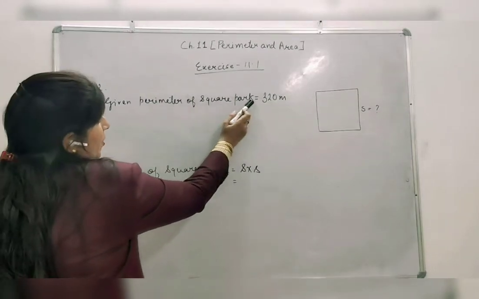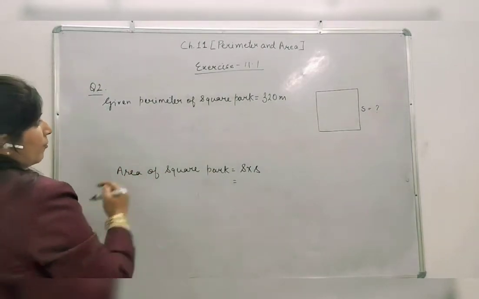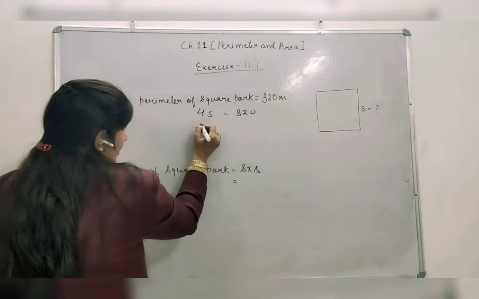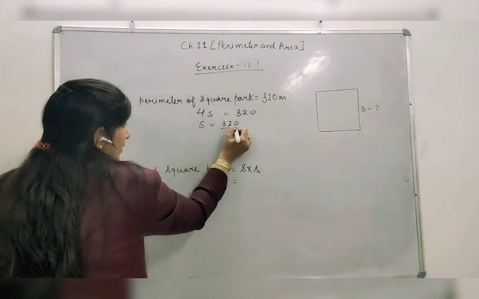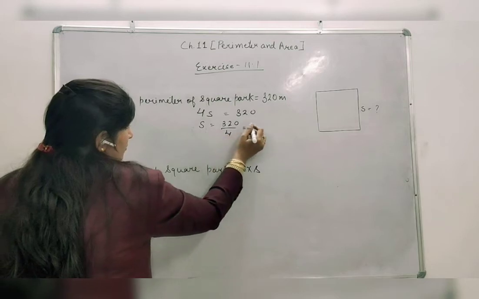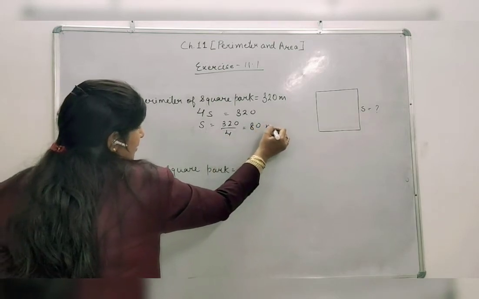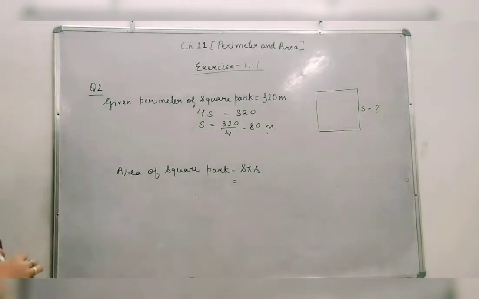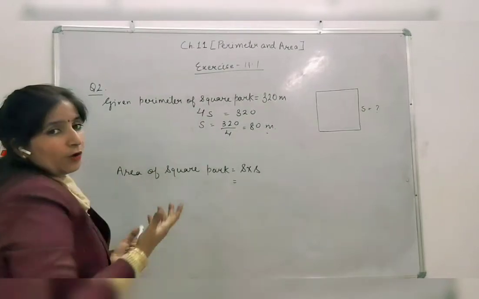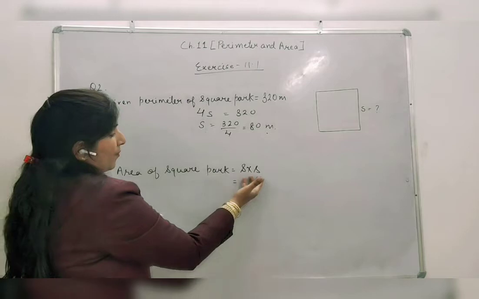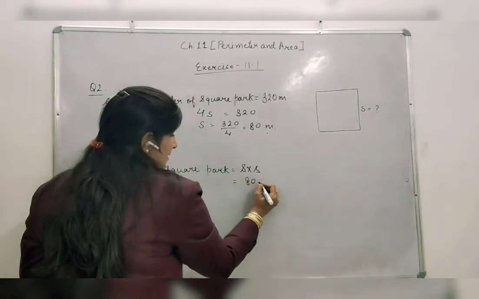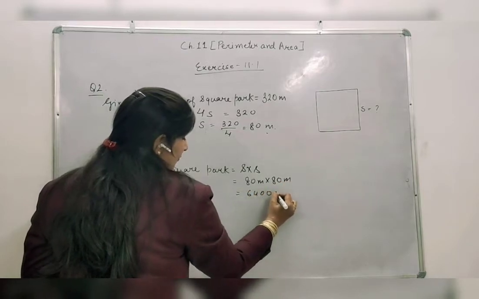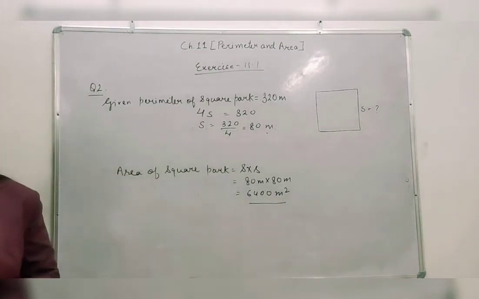So the given perimeter of the square part is 320 meter, and you know the formula for the perimeter is 4s for the square. 4s equals 320, so s equals 320 divided by 4, and 80 meter will be the side. Now we need to find out the area of the same square part. As we have the side, it becomes very easy. Simply apply the formula, side into side. So 80 meter multiplied by 80 meter, 6,400 meter square will be the area of this square part.